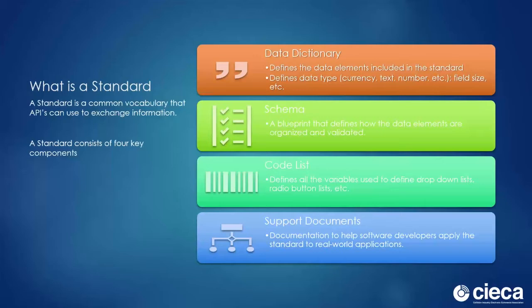The next item is a schema. Once you know what data elements are possible to exchange, you need to know which are required data elements and which are optional. The schema is a blueprint that defines how the data elements are organized and validated.